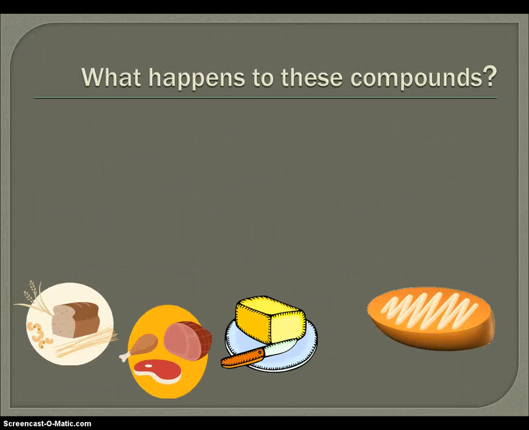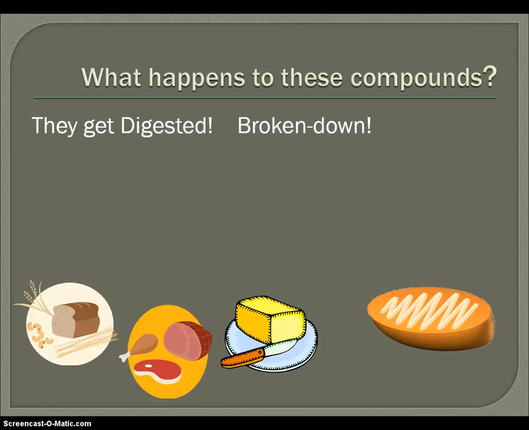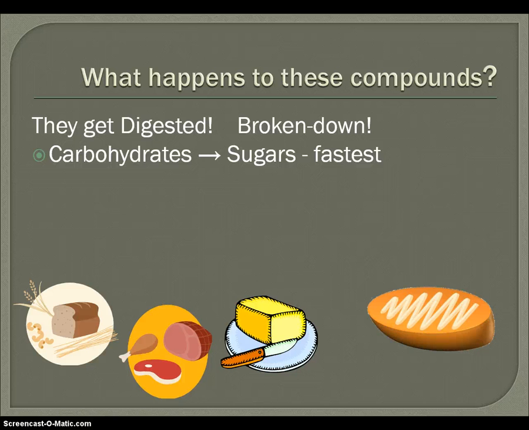Alright, what happens to these compounds? Well, they get broken down and digested. In your body, when you eat a carbohydrate, it gets broken down into a sugar. This happens pretty fast. Your body can digest carbohydrates quickly and process them to get energy pretty quickly.